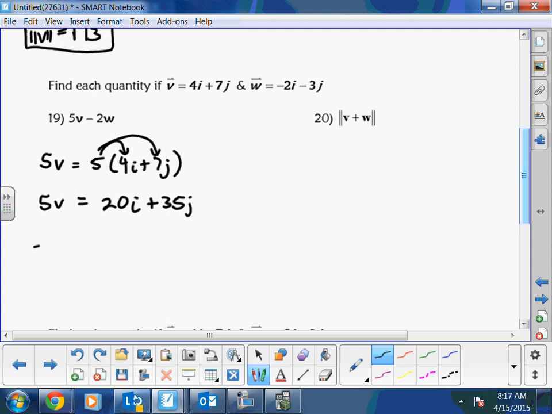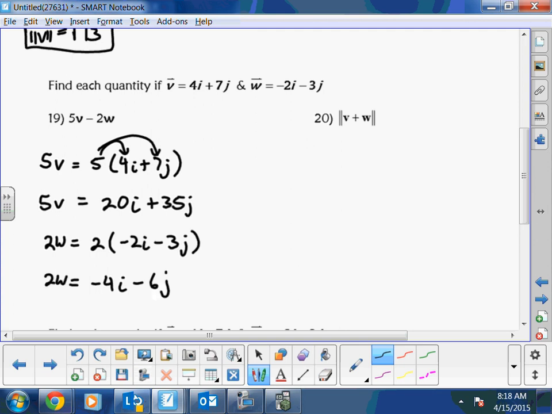Negative 2W, you can do this one of two ways, most likely. But what I would say is just do 2 and then use the subtraction rules, because you can take it as plus or negative 2. It's either way, but just don't use it twice. So I'm going to do 2W, which is 2 times negative 2i minus 3j. Then after that, I'm going to get negative 4i, and then negative 6j. Now, since I didn't use negative in here, I'm going to subtract both of these.